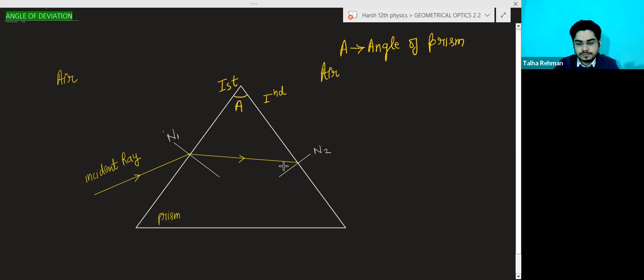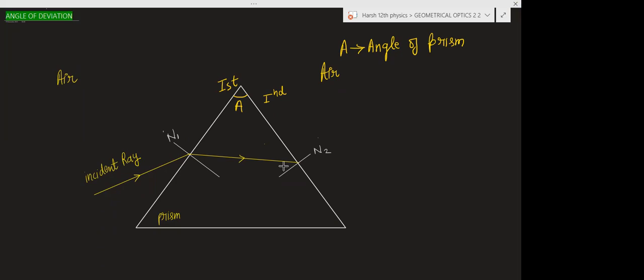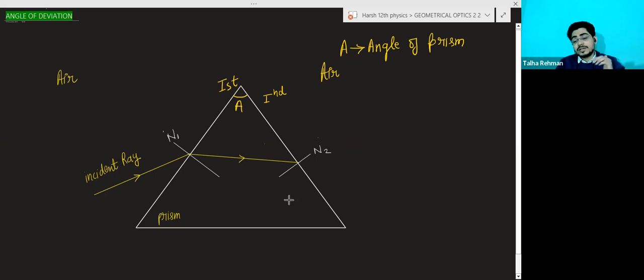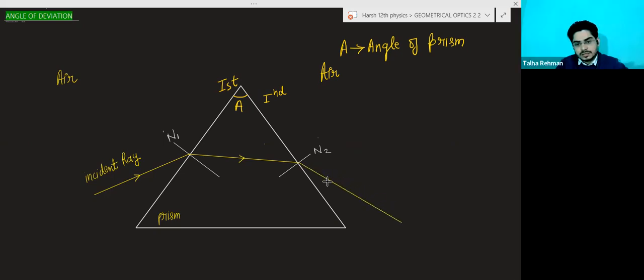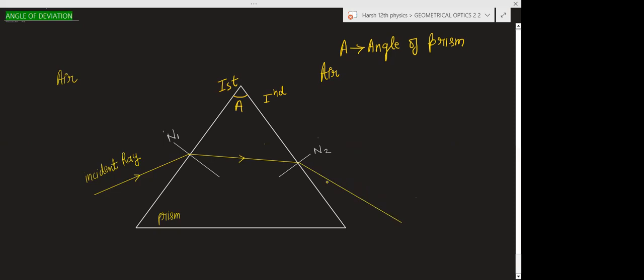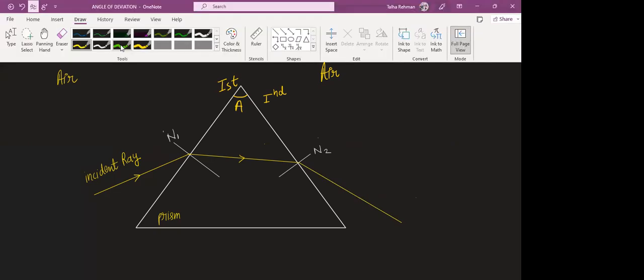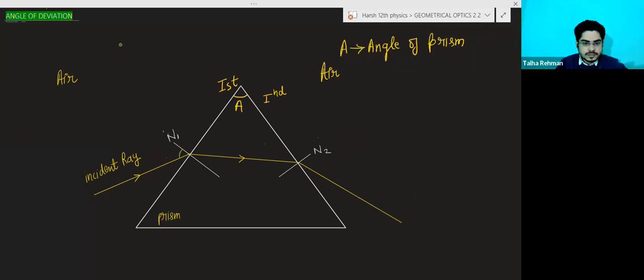No, this time this ray of light is going from denser to the rarer, so it will go away from the normal. If it's denser to rarer, then it's away from the normal. So this is the angle of incidence, and this angle is known as the angle of emergence.